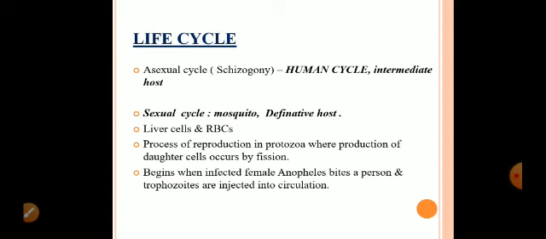I repeat, the life cycle of malaria takes place in two species: the human vertebrate, which is the intermediate host, where the asexual phase takes place, and the mosquito, which is the definitive host, where the sexual phase takes place. Liver cells and RBCs are involved. The process of reproduction in protozoa, where daughter cells are produced by binary fission, begins when an infected female Anopheles mosquito bites a person and trophozoites are injected into circulation.